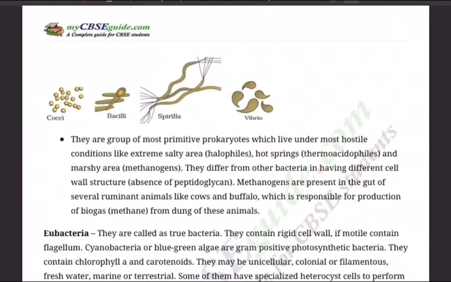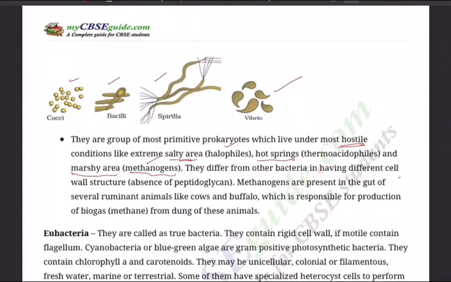And moving ahead, this is that cocci, spherical, bacillus, spirilla, that is spring-like, and comma-shaped vibrio. They are group of most primitive prokaryotes which live under most hostile, means not conducive conditions, like extreme salty area. So bacteria that grow in salty area are called halophiles, and bacteria that grow in hot springs, they are called thermoacidophiles, and bacteria that grow in marshy areas, they are called methanogens because methane will be there.